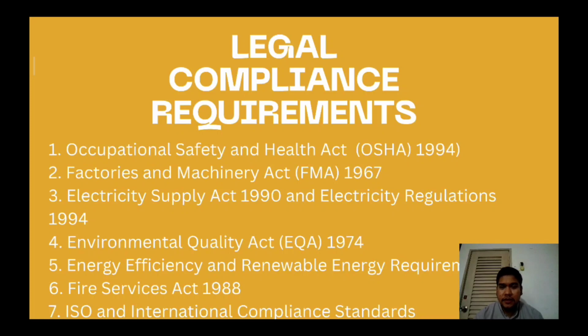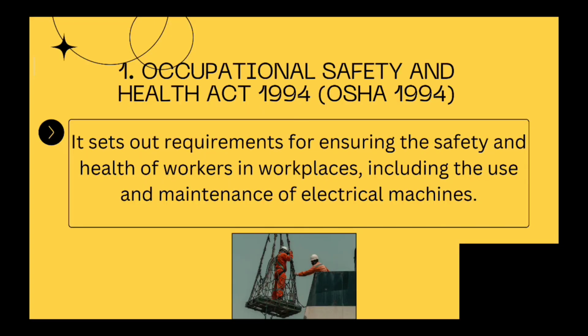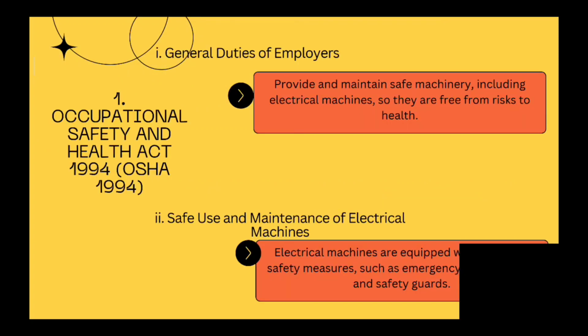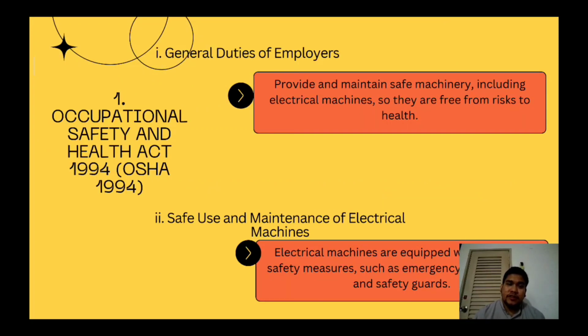Now I will present about the legal requirements, actually the seven legal compliance requirements. First one is the Occupational Safety and Health Act 1994. Malaysia has set out requirements for ensuring the safety and health of workers in workplaces, including the use and maintenance of electronics. Point number one is the general duties of employers, which is to provide and maintain safe machinery, including electrical machines, so they are free from risks to health.